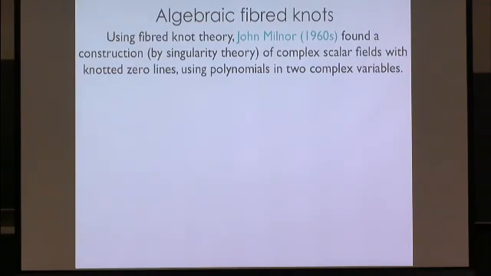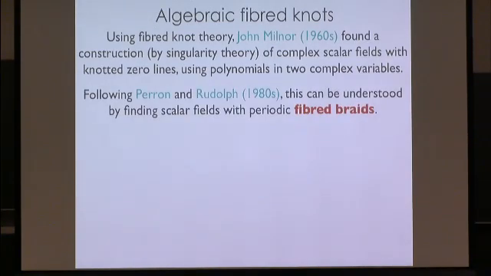So fibred knots were studied quite a lot, and in particular, Milnor in the 1960s related this to singularities in high-dimensional spaces. And effectively, what that theory led to was a theory of constructing knots as zeros of functions of space, complex scalar fields, via polynomials in two complex variables, which may be obvious to some of the mathematicians in the audience, but I'll go through it in a bit of detail for the physicists, for whom it's maybe a bit less obvious.